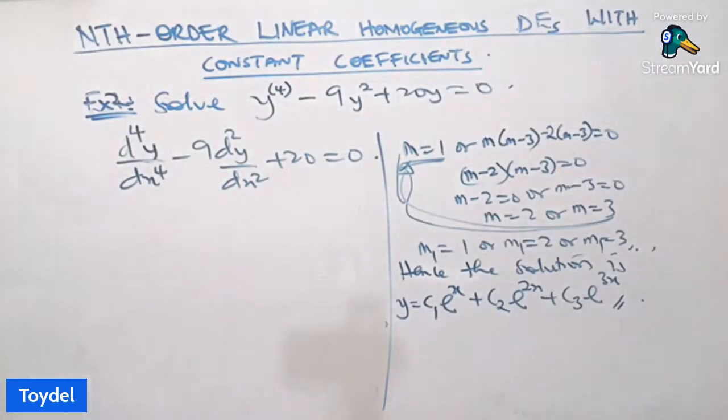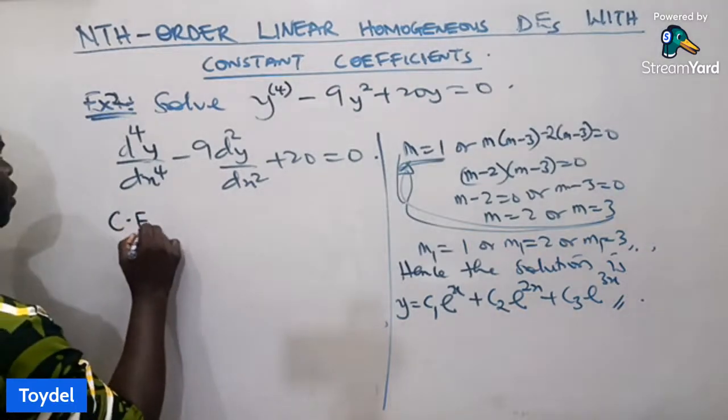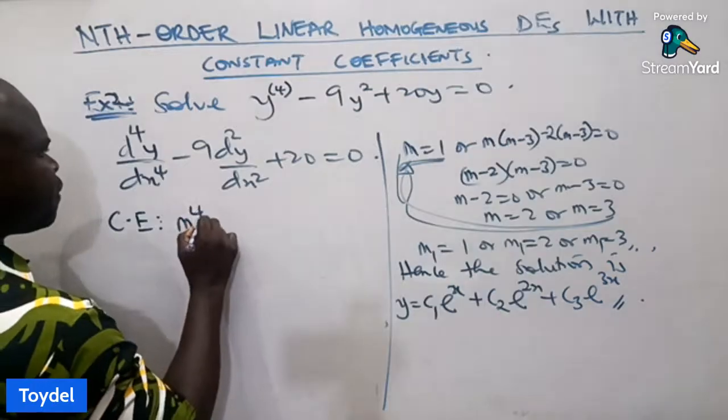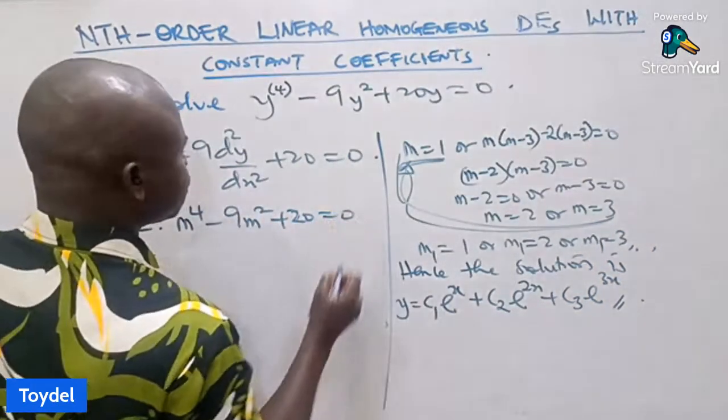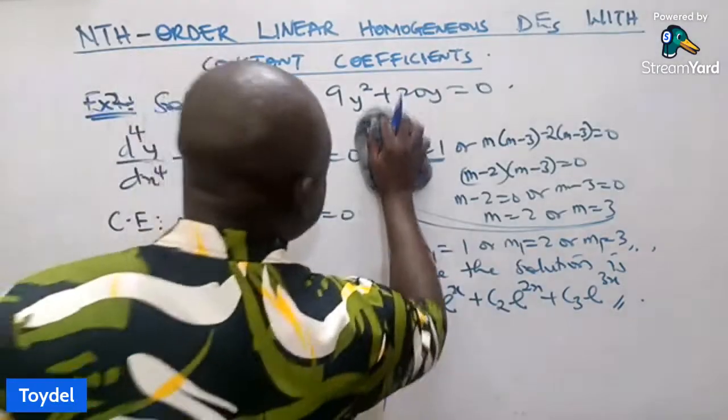So what do we do here? How do we solve this problem? That is what we are about to do now. The characteristic equation in this case will be m raised to power 4 minus 9m squared plus 20 equal to 0. Okay, that will be the characteristic equation.